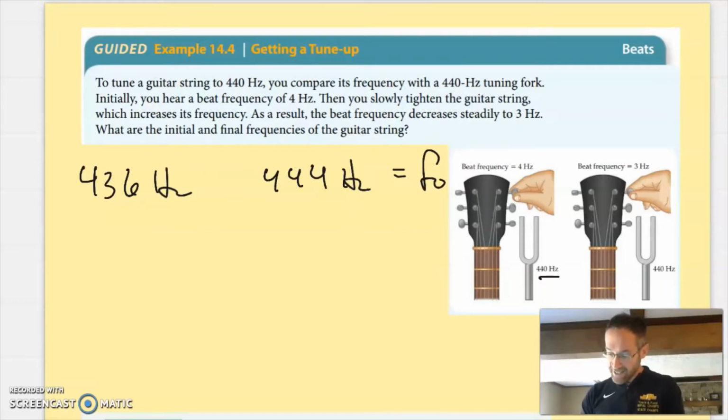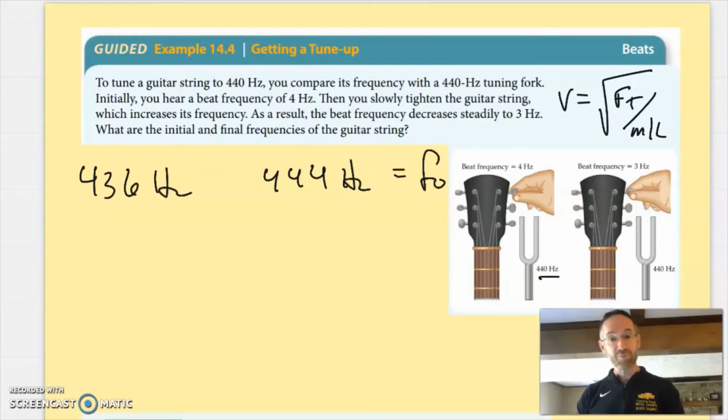Now you're going to tighten the guitar string. And they told you that increases the frequency, but you knew that anyway, because tightening the guitar string will make the wave speed higher. Remember that the wave speed on a string is the tension divided by the mass per unit length. If I make the string tension higher, that's going to make the wave speed higher. That's not going to change the wavelength. The wavelength is predetermined based on the length of the string, and so I'm going to get a bigger frequency.